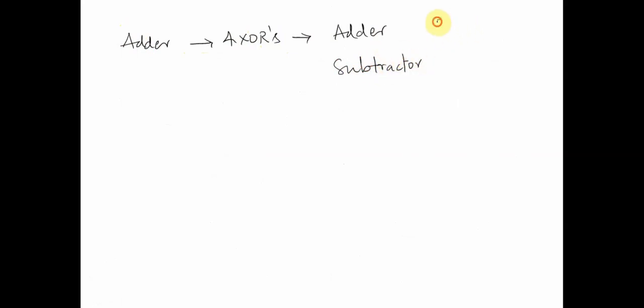And what we saw was a simple circuit which was an adder circuit. We added 4 XOR gates, and this particular circuit could behave as an adder or subtractor depending upon the value of Cin. Being 0 it's an adder, being 1 it's a subtractor, right?